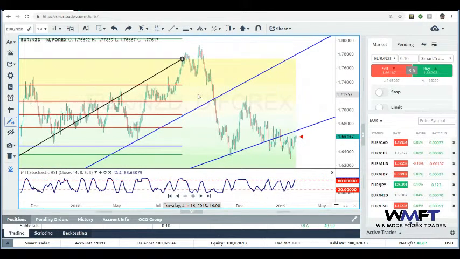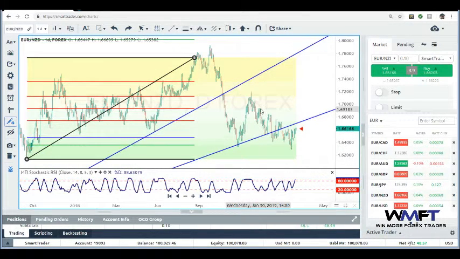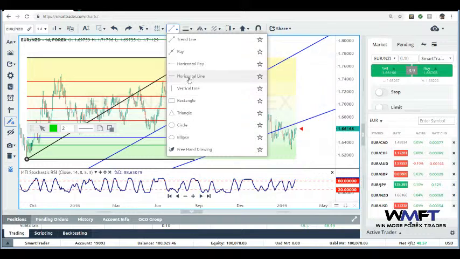Let's bring in Fibonacci's here because we did break the trend line. We are in the sell zone. This could possibly be taking out this A here. So let's go ahead and draw that out.